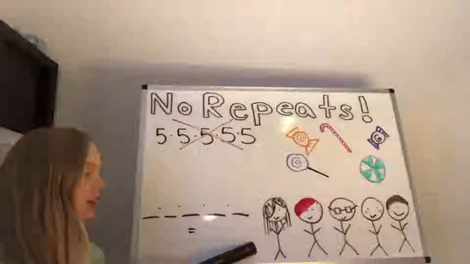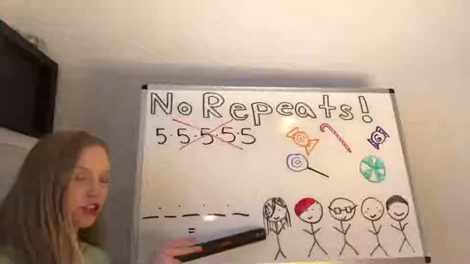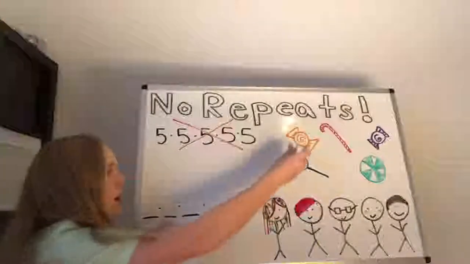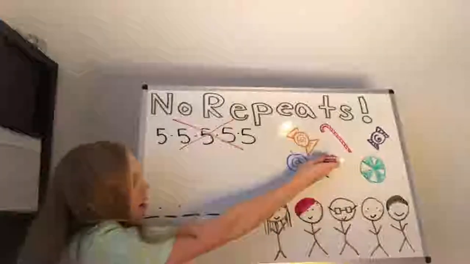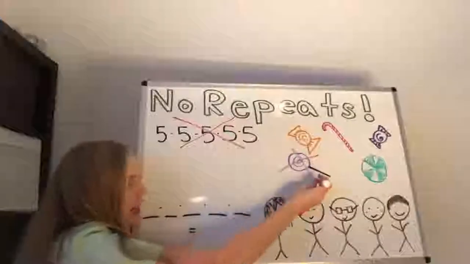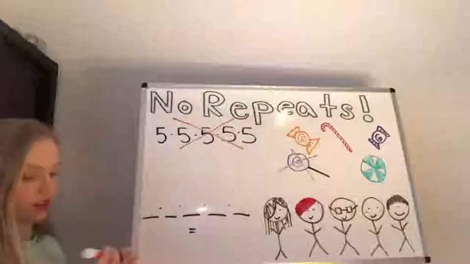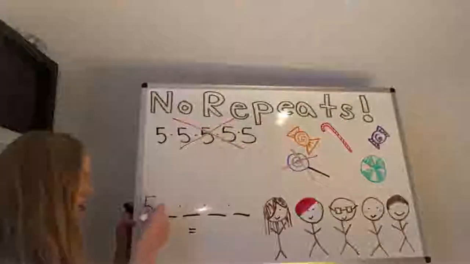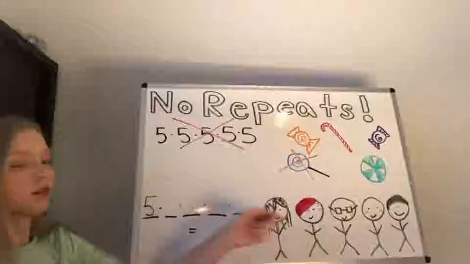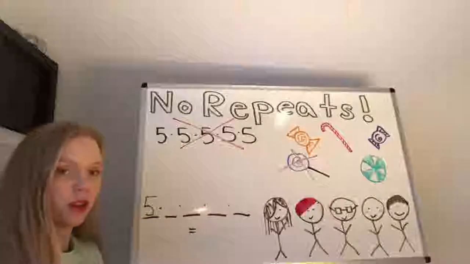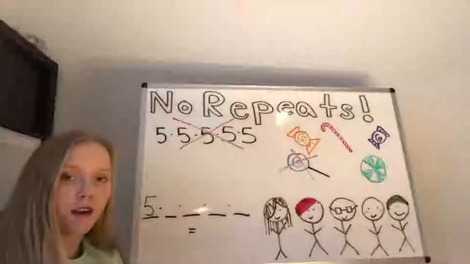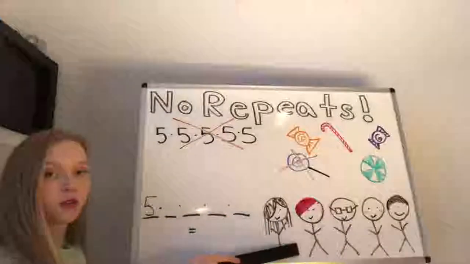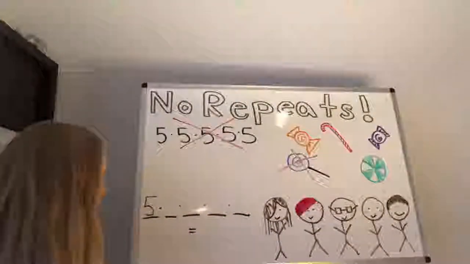But no. Here's the first kid. She is going to pick the blue candy. She had 5 options for that candy. There were 5 ways she could have picked that candy. She could have picked any of the 5 candies. But then it's the next kid's turn. She does not have 5 options because the first girl has taken the blue candy. So how many options does she have? Well, she has 4 options.